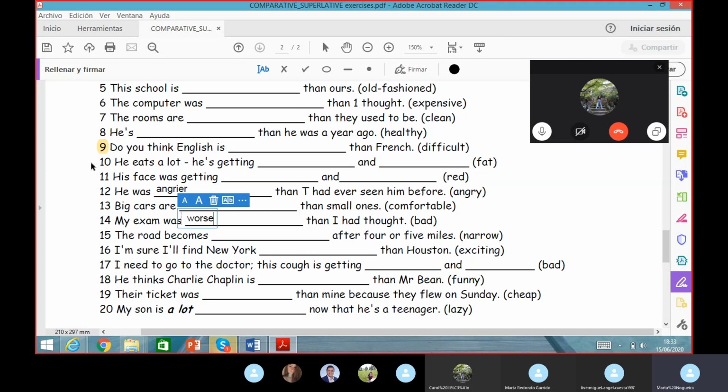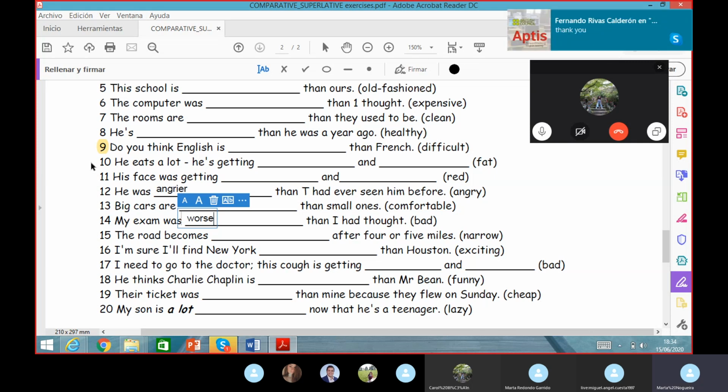Narrower. 16. More exciting. 17. Worse and worse. 18. Funnier. 19. Cheaper. And 20, you're welcome, Fernando. 20 is the example, okay, guys, in which we don't find than, ¿vale?